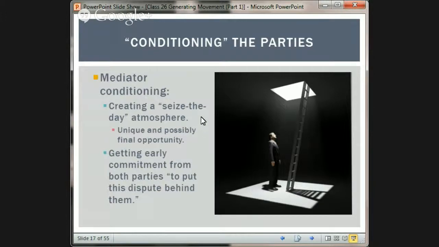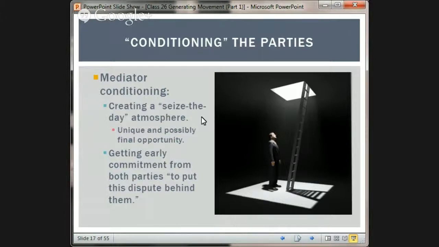One way to do it is creating a seize-the-day atmosphere, that this is a unique and possibly final opportunity. And that's something that you could say in your orientation, or perhaps when you're beginning to move out of agenda into option generation. Just remind people of the opportunity that they have.